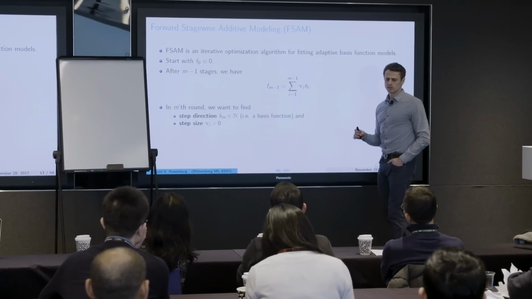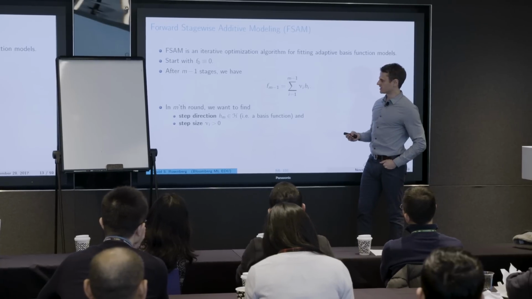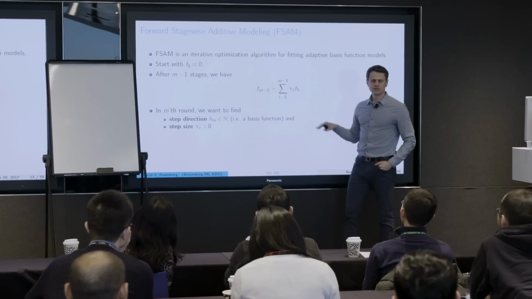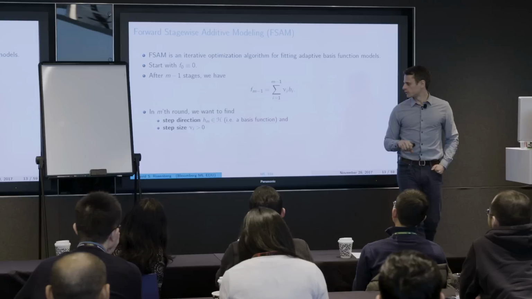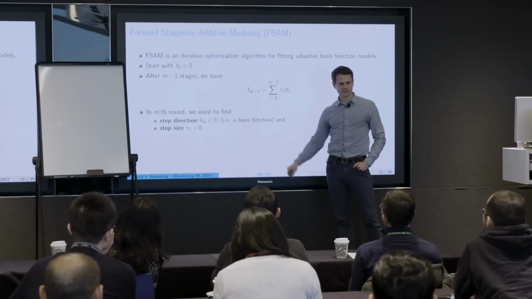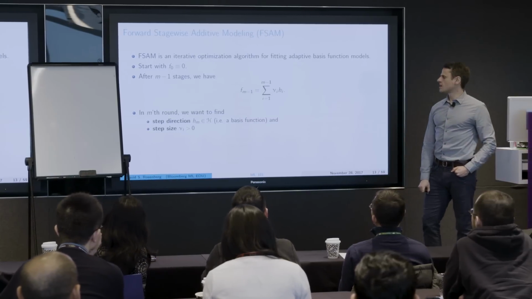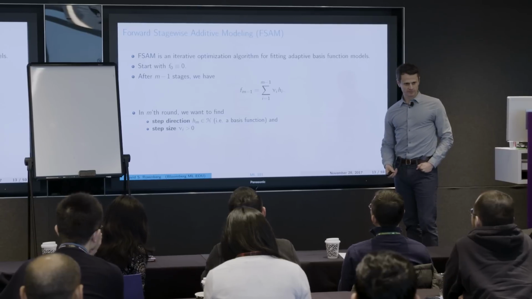Some terminology that we're going to use now, initially just to be suggestive of where we're going, is that we're going to call this function h_m a step direction, and the coefficient we're going to call a step size. So you could think about what we're doing a little bit as an iterative optimization in function space.